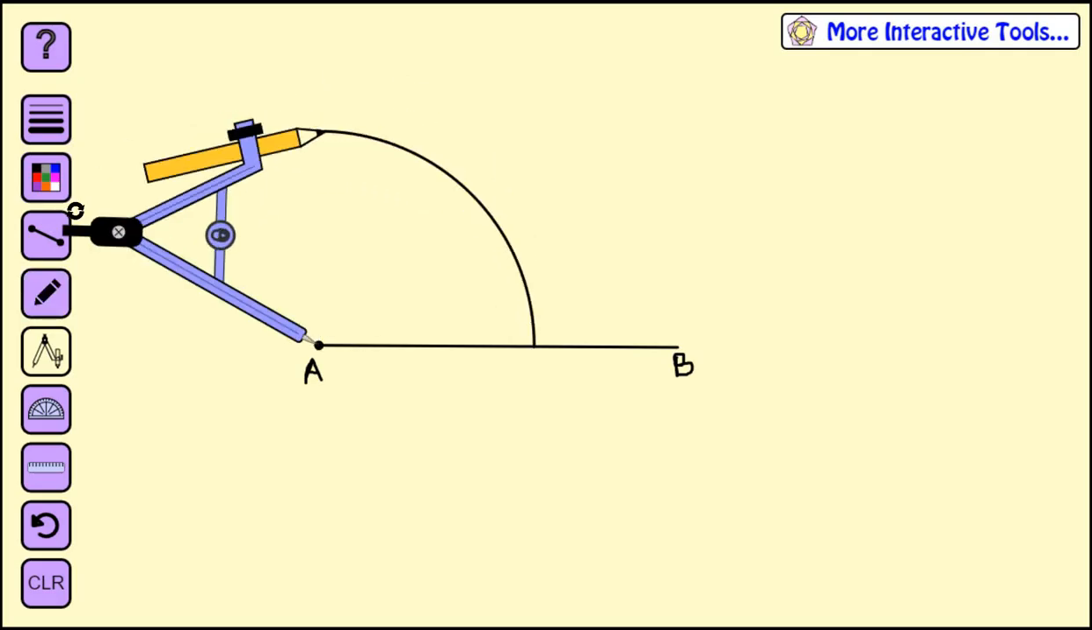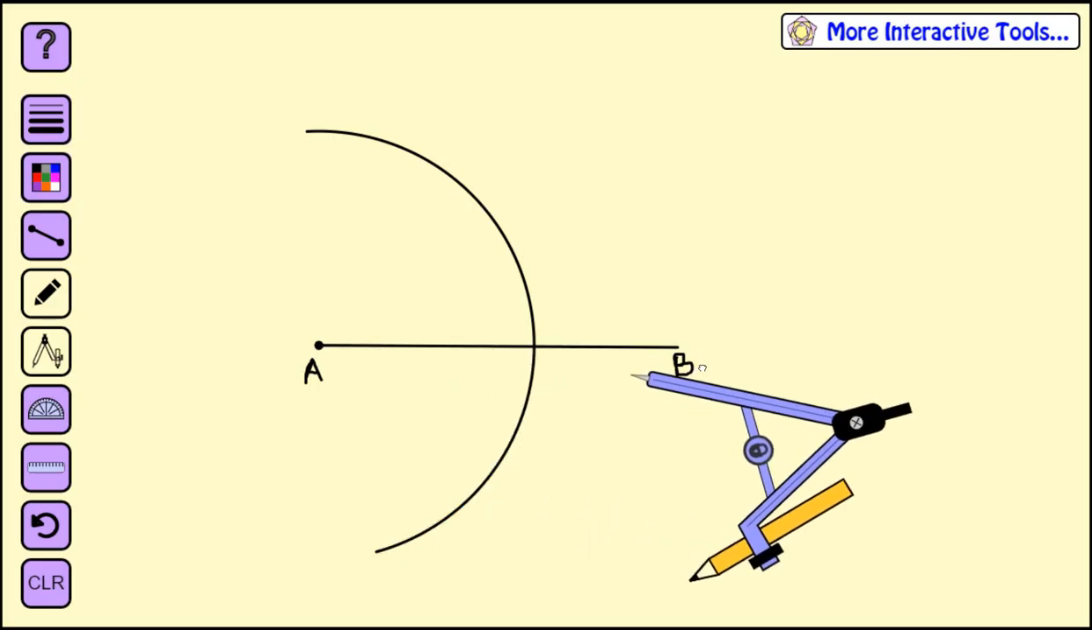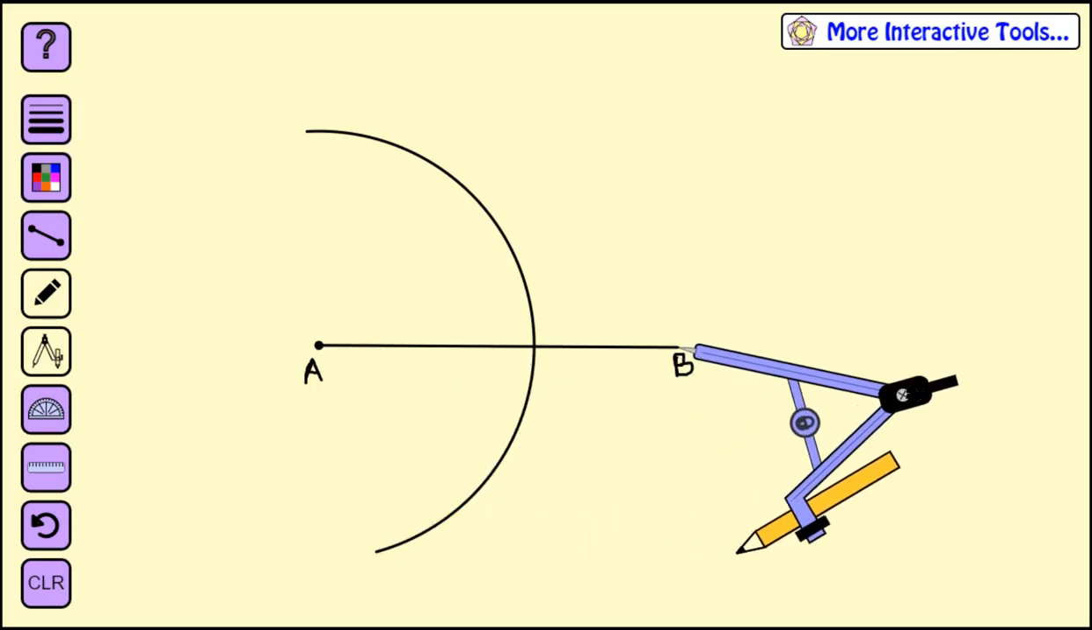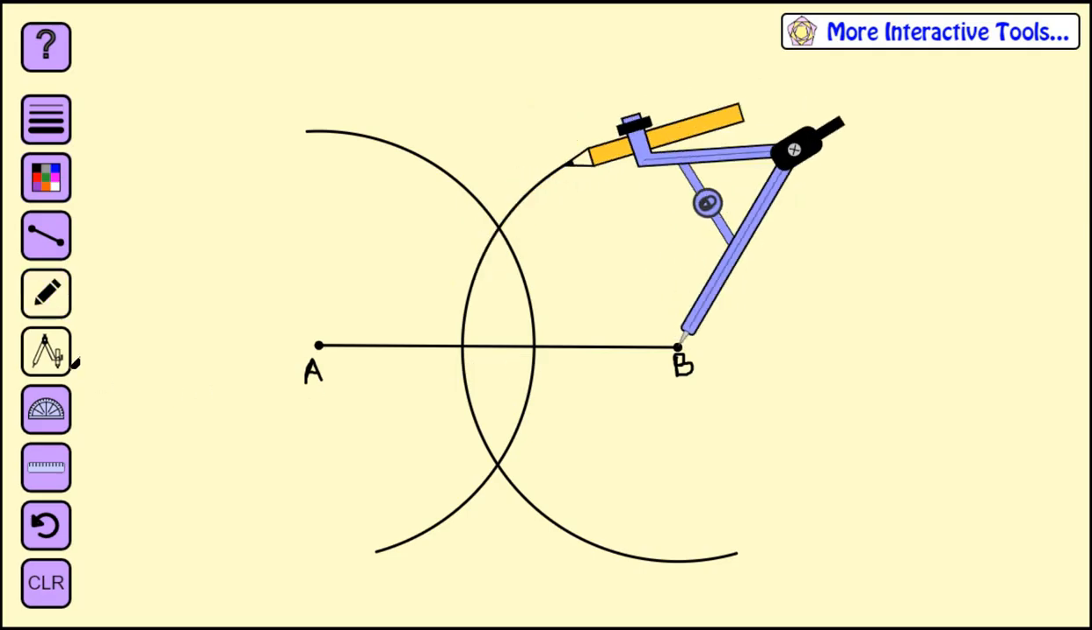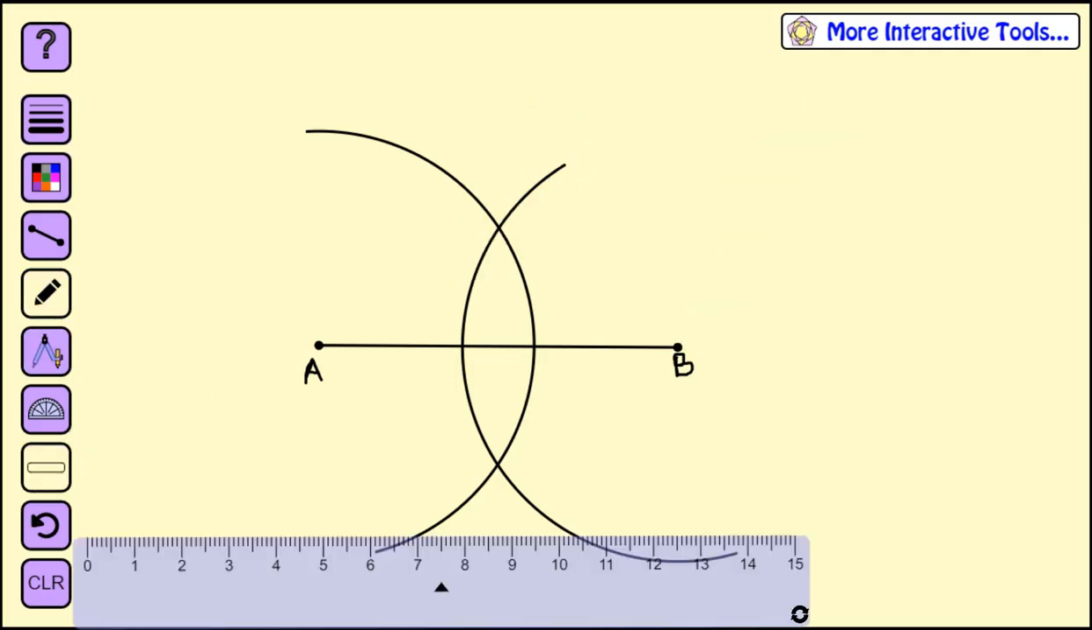Lock that in place and make an arc above and below. Move the compass to point B and again mark above and below. That gives us 2 points of intersection.